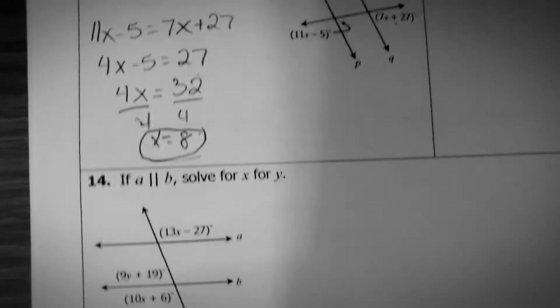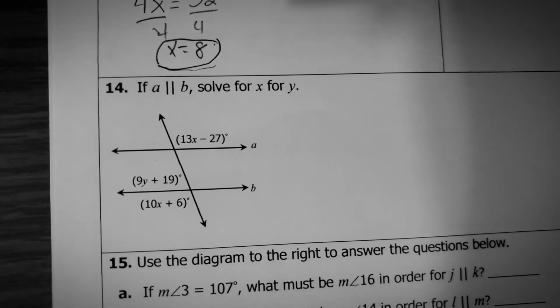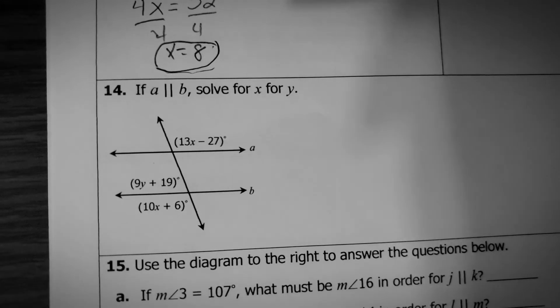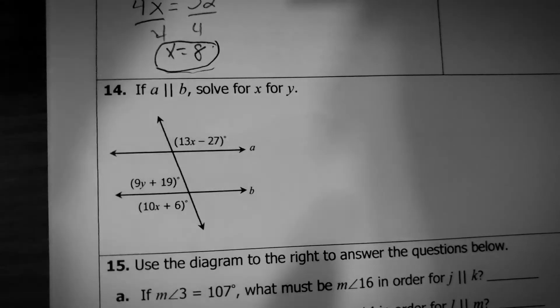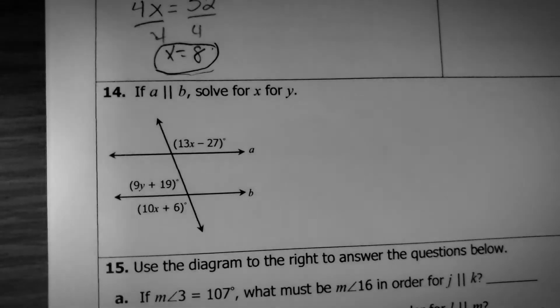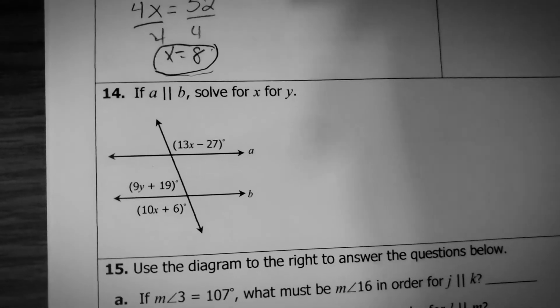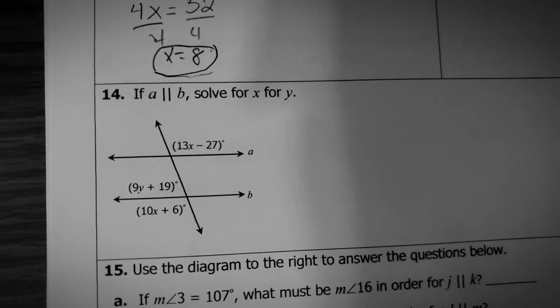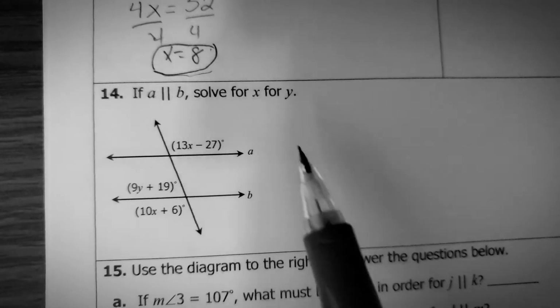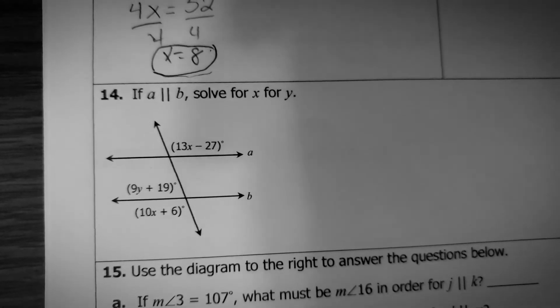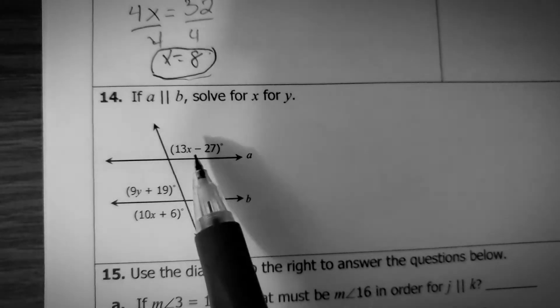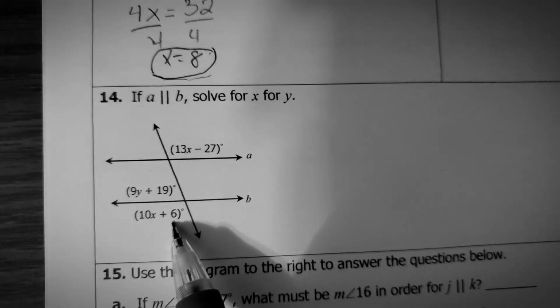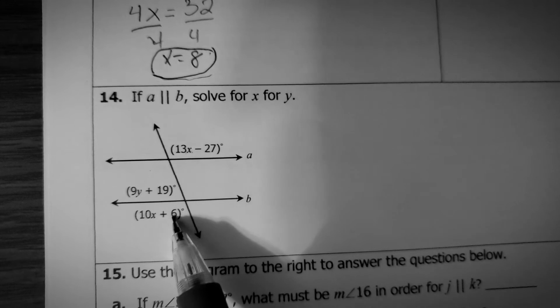I'm going to look at question number 14. 14 piggybacks off of question 12, and there's information in 14 that you will find very helpful in question number 13. So 14 says, if A is parallel to B, solve for X and for Y. So first I'm going to solve for X. So the two angles that have X in them are this angle here and this angle here.